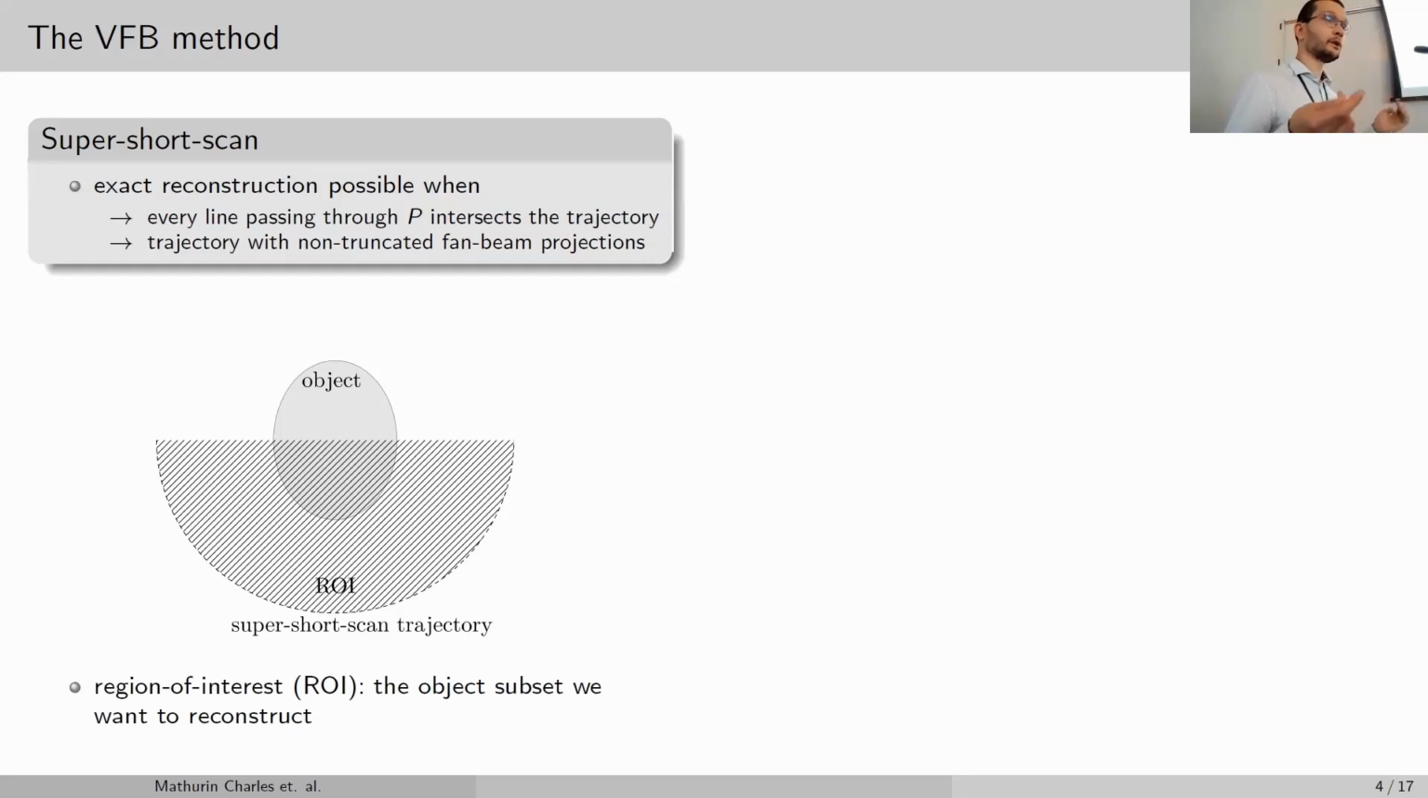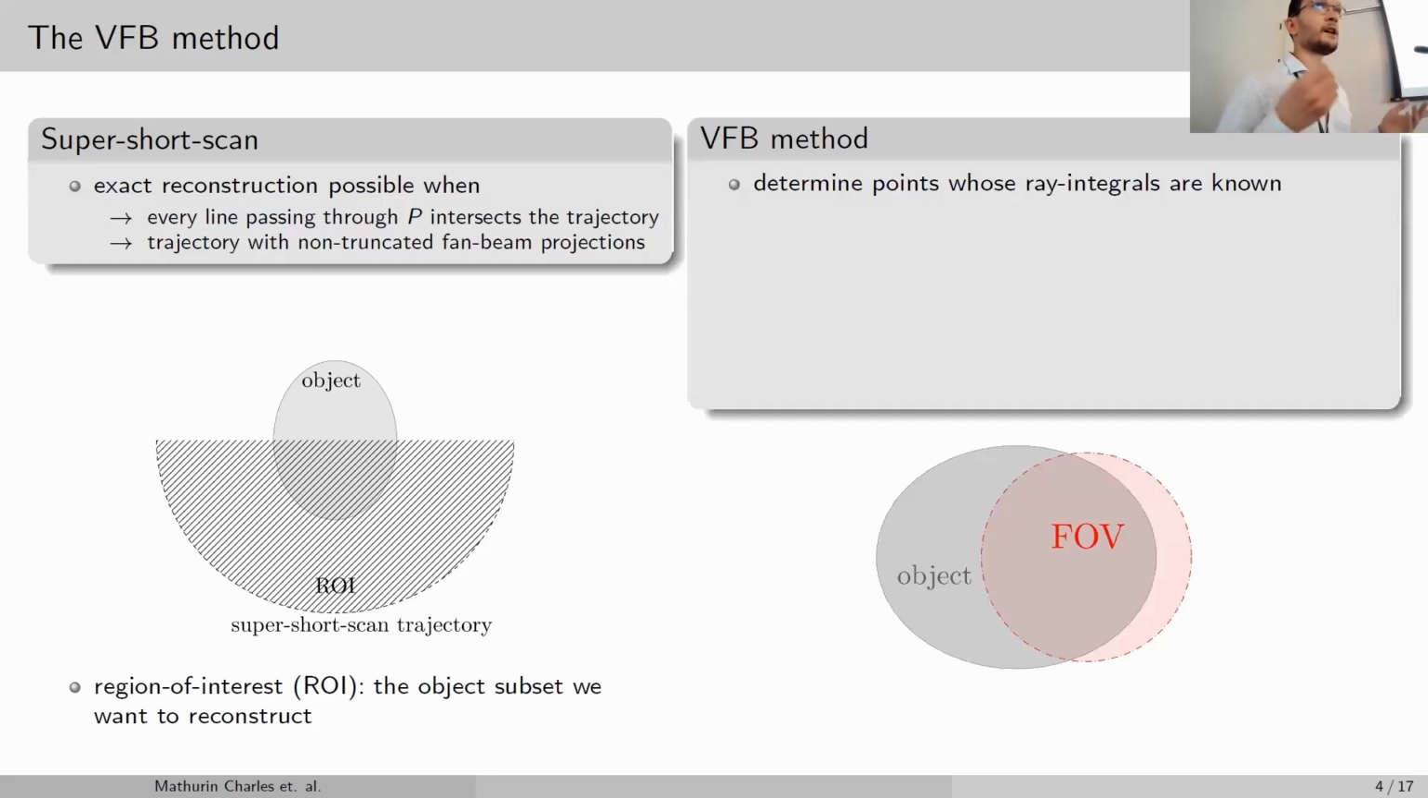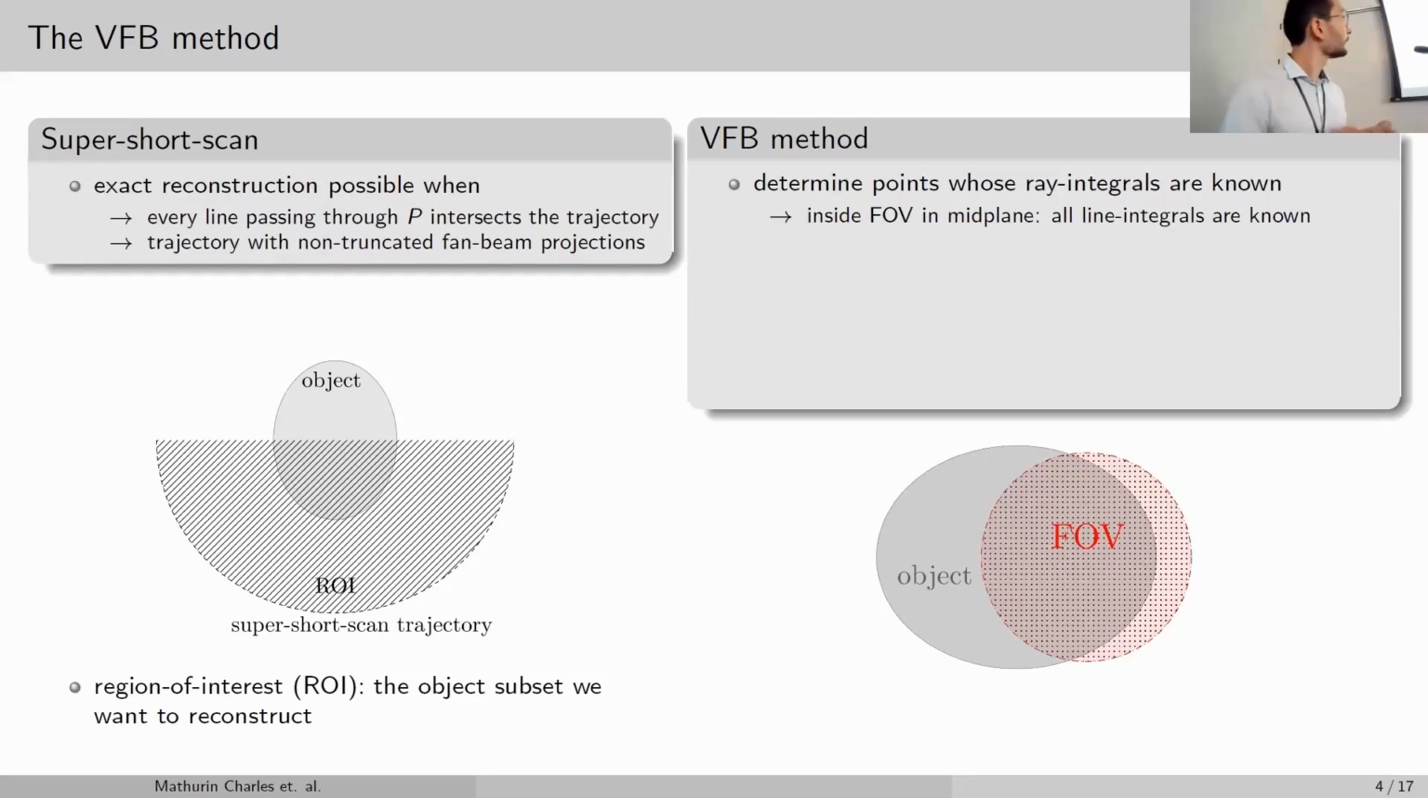So how can we deal with our problem with truncation? The idea of the virtual fan beam method is to devise a new virtual trajectory for which we have no truncation. It means that for a virtual source point, we need to know all the ray integrals for the rays starting from this point. If you remember, in the field of view, we know all the line integrals. And now from these line integrals, we need to have the ray integrals.